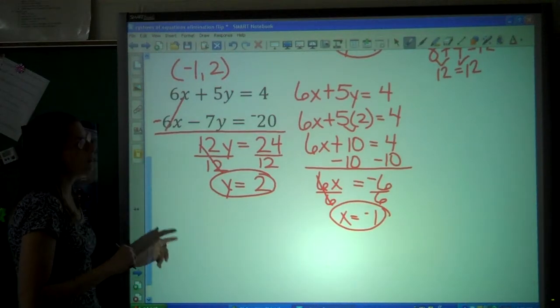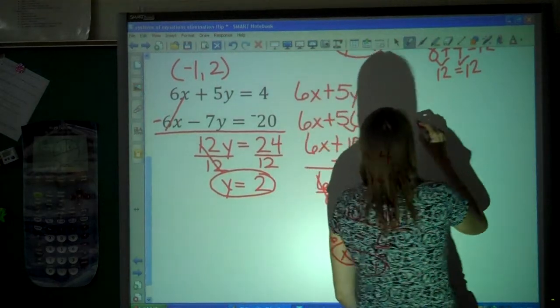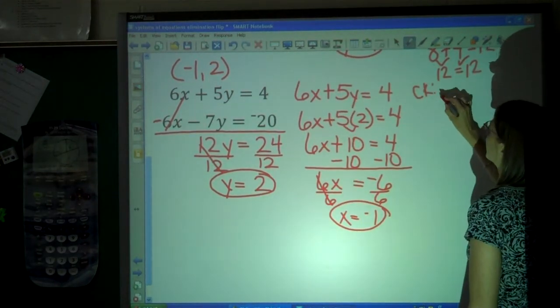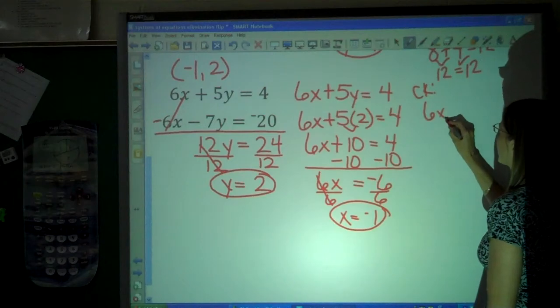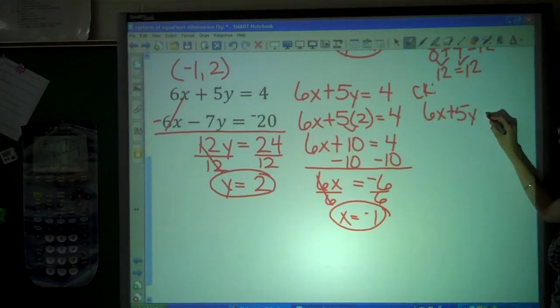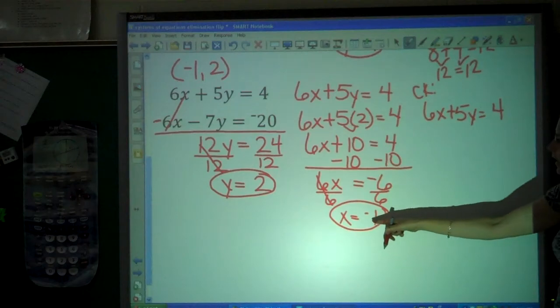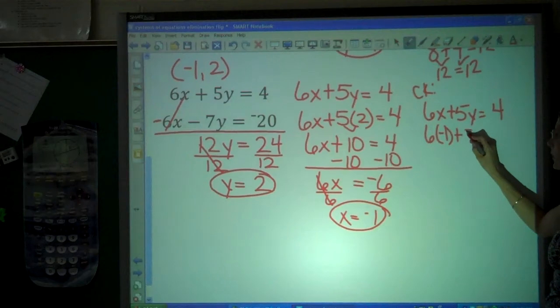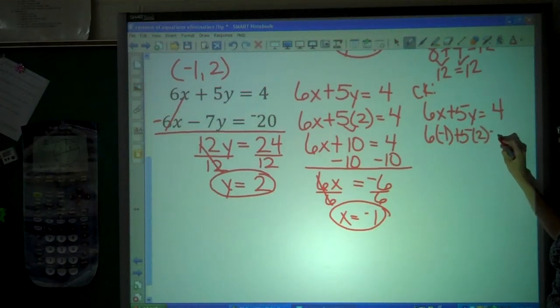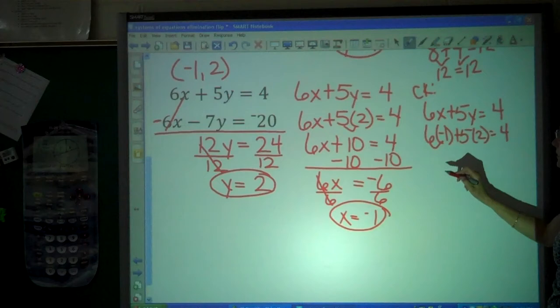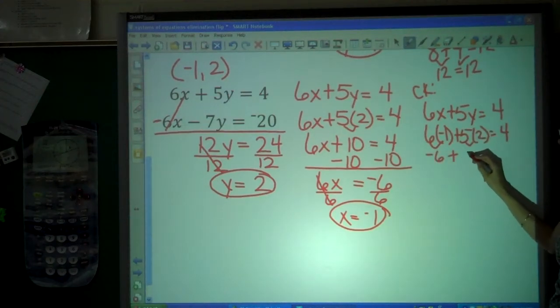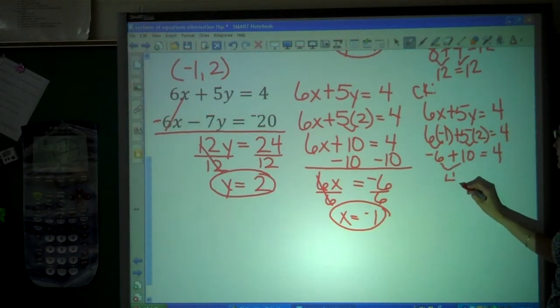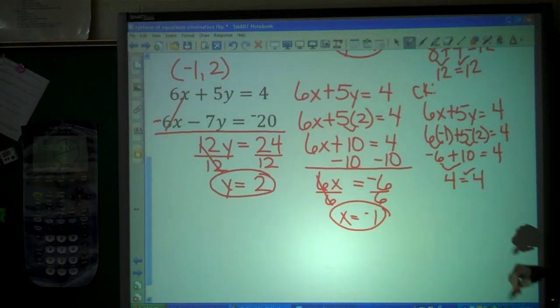That's the solution. But again, after I did all that work, I want to check my answer. So I'm going to come over here and check. Use my first equation, 6x plus 5y equals 4. And I'm going to plug in my x and my y values to make sure it's correct. 6 times a negative 1 plus 5 times 2 needs to equal 4. 6 times a negative 1 is a negative 6. Multiply first. 5 times 2, which is 10. Negative 6 plus 10 is a positive 4. And a positive 4 equals a positive 4.